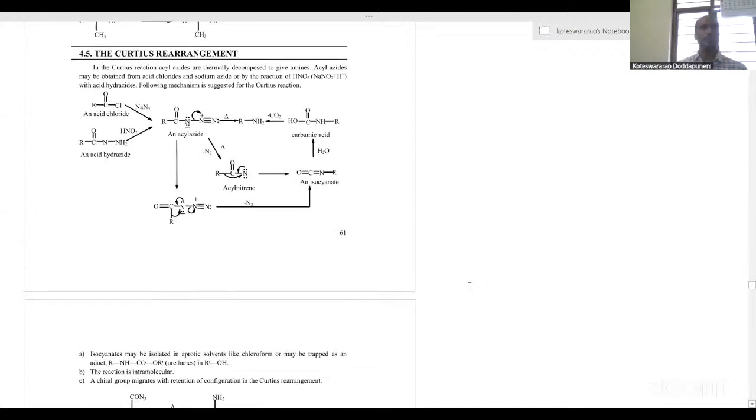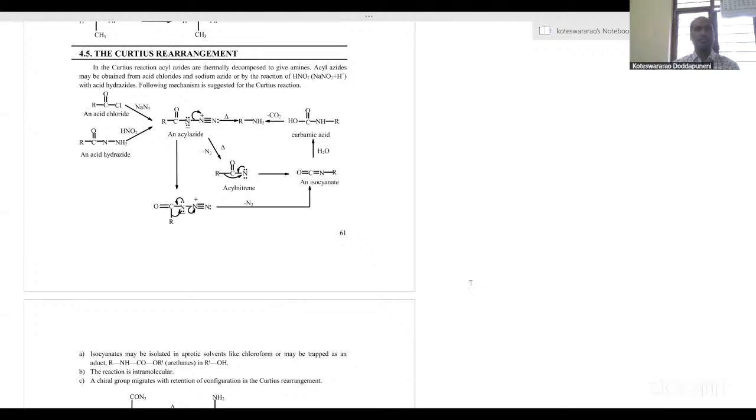Right. Now coming to the Curtius rearrangement reaction. This is also very similar. We need to convert this acyl chloride or an acid hydrazide into amines. In this, we are going to conduct this reaction in two ways.